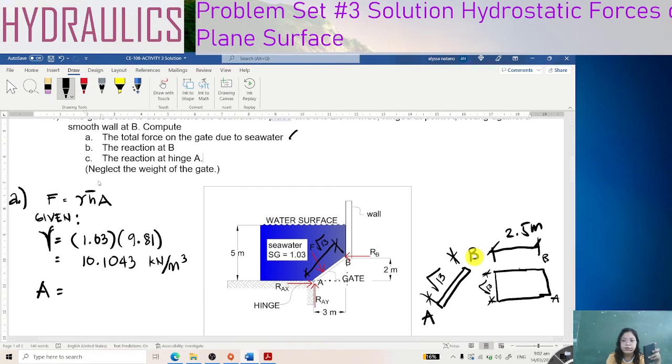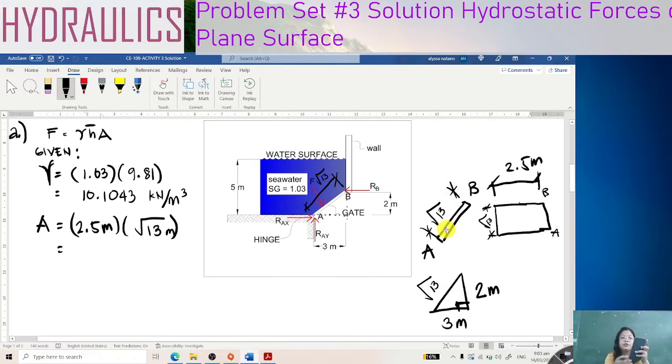Okay, so sa makatuwid, 2.5 meter by the square root of 13. That is also meter. So, kunin ko na lang din siguro, 2.5 by square root of 13. Your answer should be 9.0138. Pero yung kanyang decimal, fractional form is 5 square root of 13 over 2.